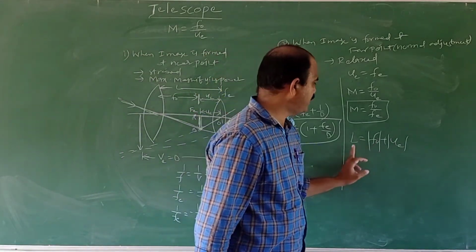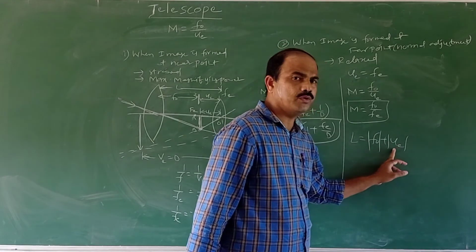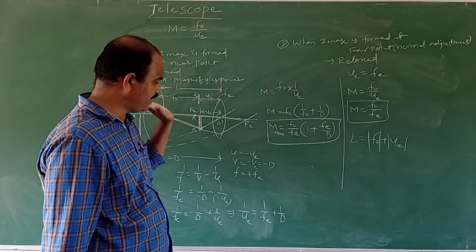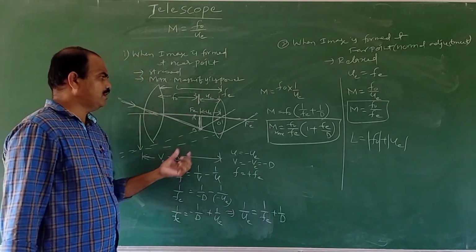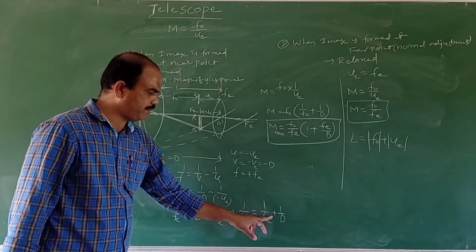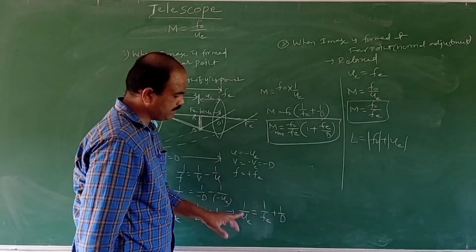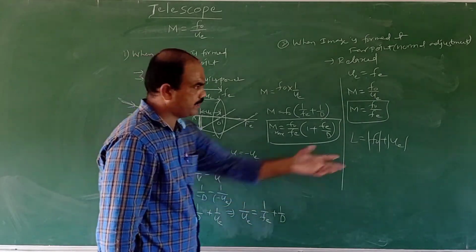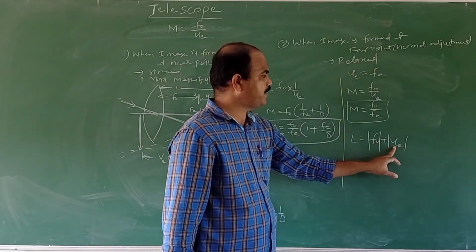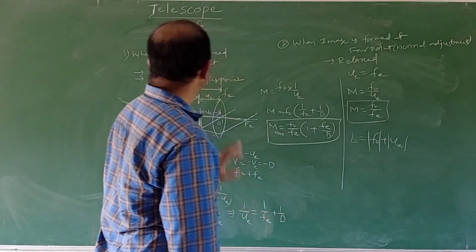Now this length can change according to u_e. When the image is formed at the near point, the object distance is given by 1 by u_e equals 1 by f_e plus 1 by D. When this equation is inverted, you get u_e. But when the image is formed at the far point, u_e is nothing but f_e. So this is about the refracting telescope.